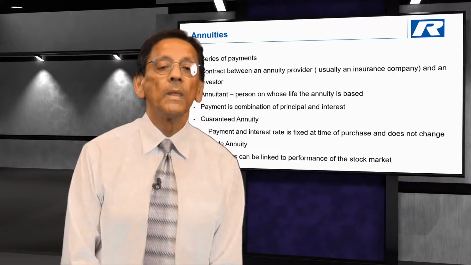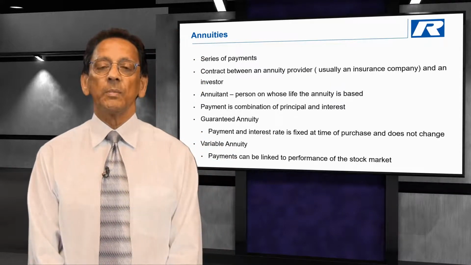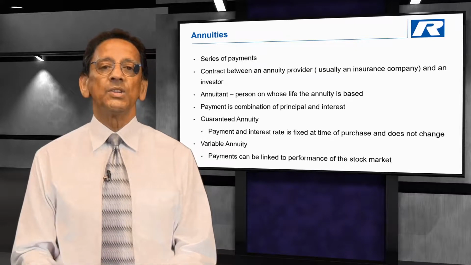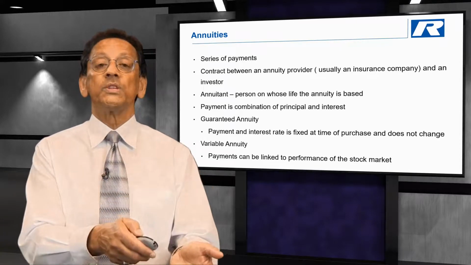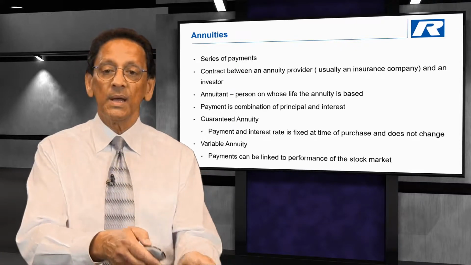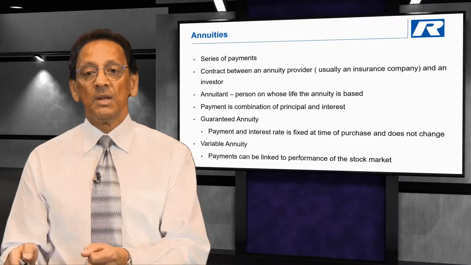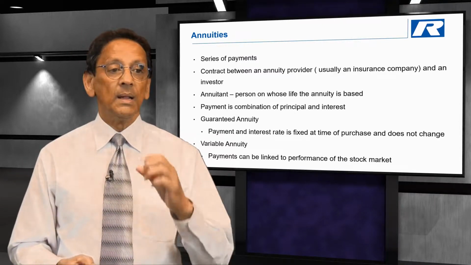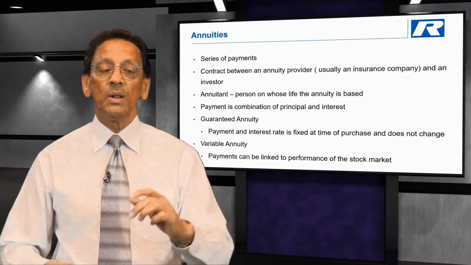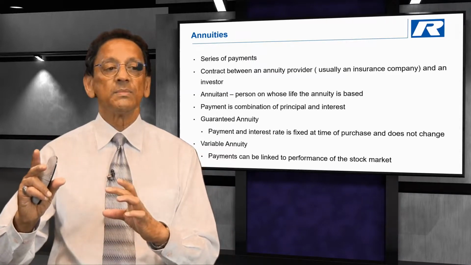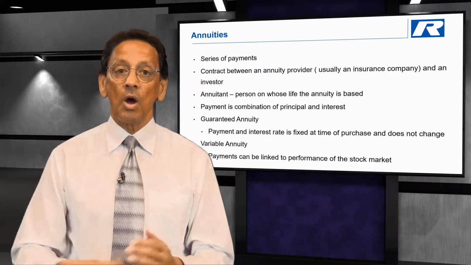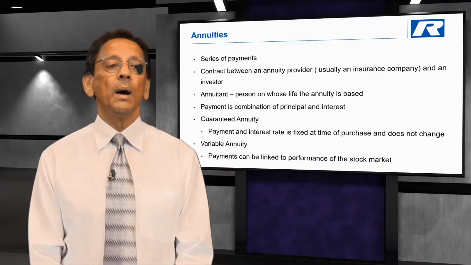in order for you to buy that stream of annuity payments. Every payment you receive from an annuity is a combination of a return of some of your principal, some of the money you put in, and some of it is interest. So each annuity payment is a portion principal and a portion interest.